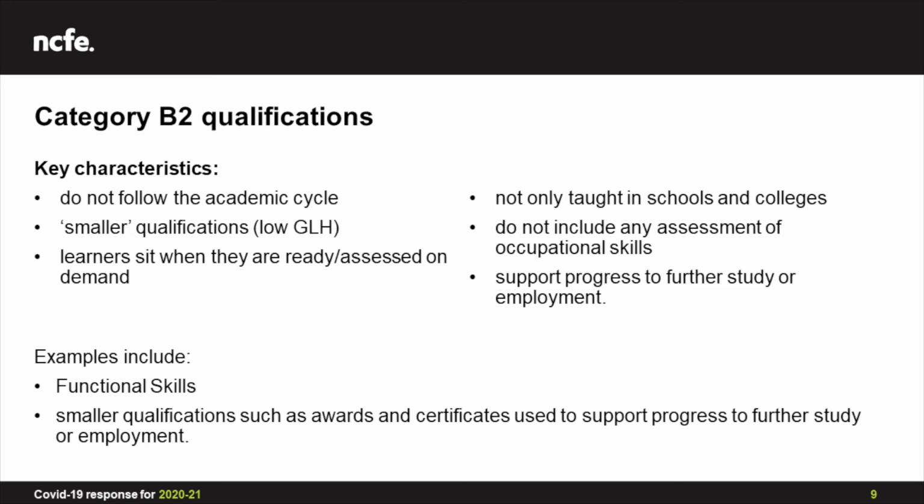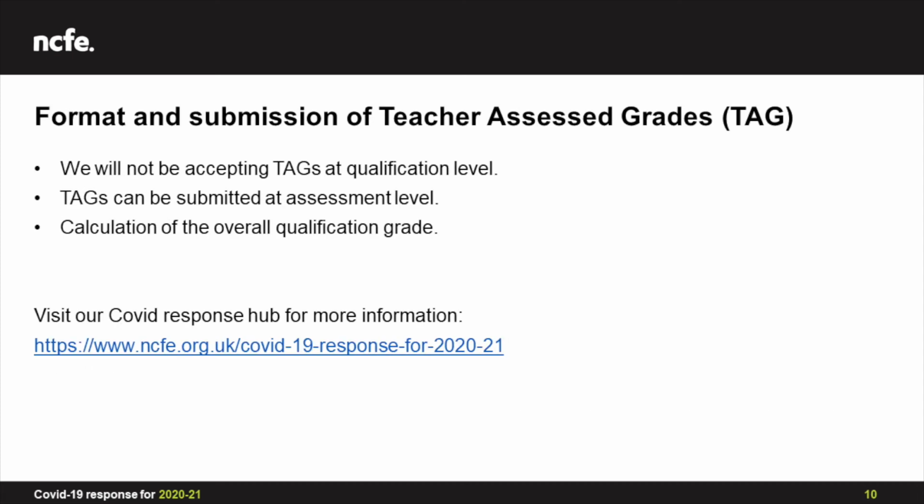Qualifications that are not like GCSE or A levels in their structure, such as functional skills, skills for life, and smaller size qualifications, will continue remotely. They can be awarded through a teacher assessed grade only where assessments cannot take place on public health grounds or remotely. We will not be accepting teacher assessed grades at qualification level.